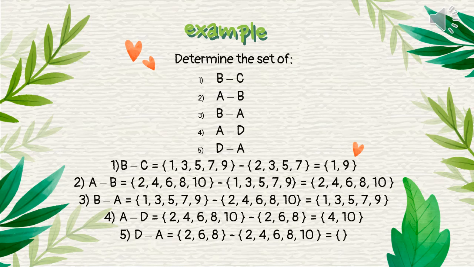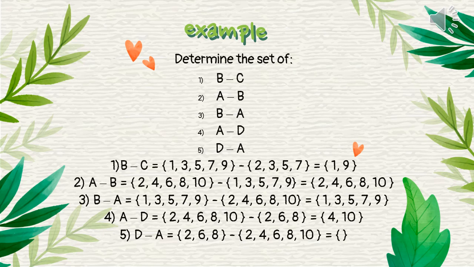Okay, we have an example. Determine the following sets. The first is B − C. Second is A − B. The third is B − A. The fourth is A − D. And the fifth is D − A. The first, B − C, is {1, 3, 5, 7, 9} − {2, 3, 5, 7}, which is {1, 9}.